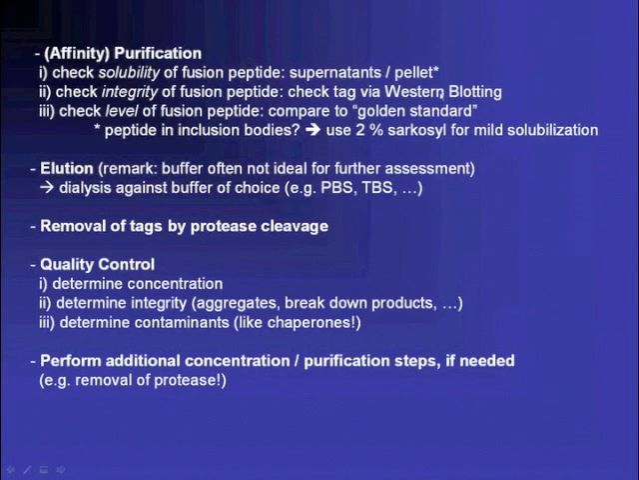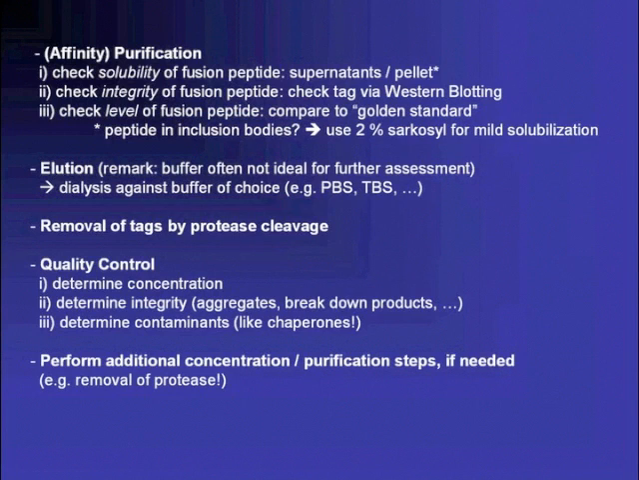You also should check the integrity of your fusion peptide, and in fact you should use the tags that you can then check via Western blotting. And I think you should check the level of your fusion peptide, and of course you can use colorimetric assays. Sometimes, these might depend on the presence of certain amino acids, and of course with your peptides one should see that we do not get any caveats, but you could also load a gold standard on an SDS-PAGE and use this gold standard to compare.